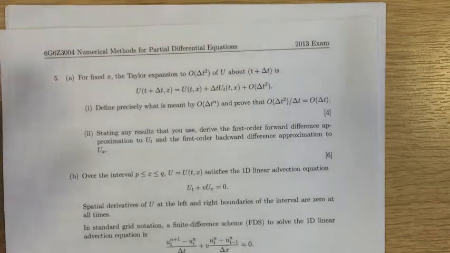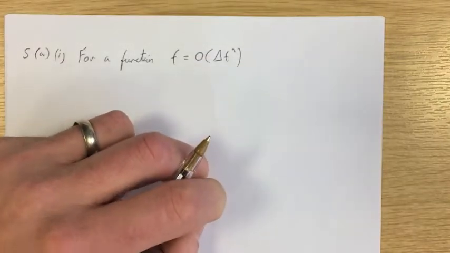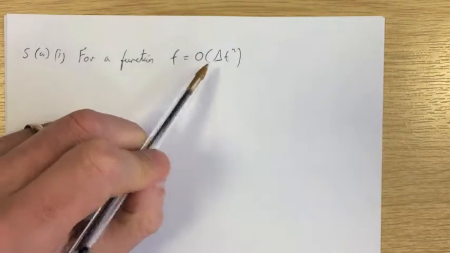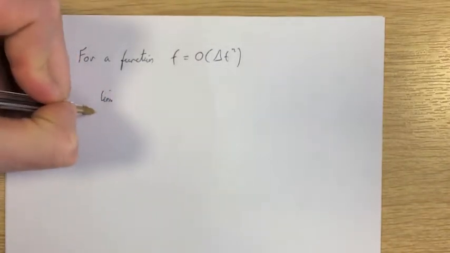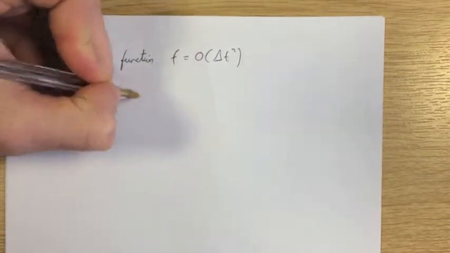prove this. This is straight from bookwork, so it's the kind of stuff you have to look up in the notes. So for a function f, big O delta t to the n. Big O delta t to the n is just some function, and we define big O notation as such.